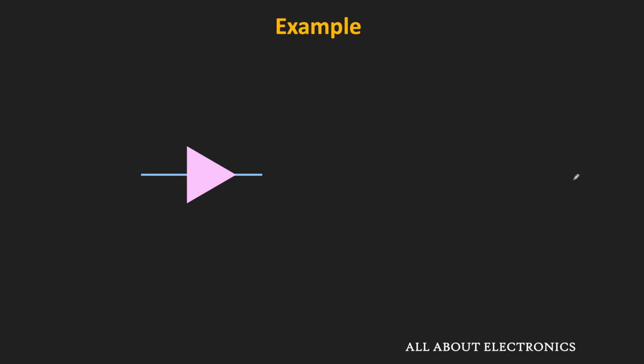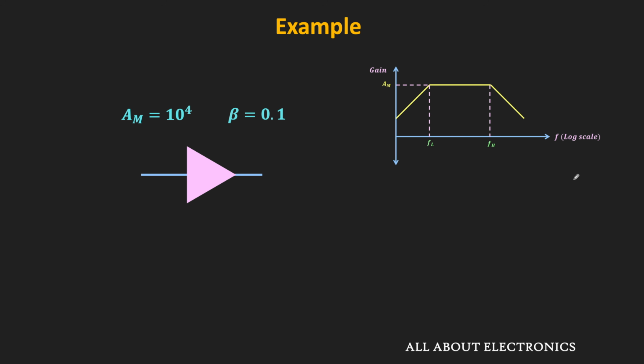So let us take one example, and through some numbers, let us understand it in more detail. Let's say we have one amplifier whose open loop gain is equal to 10 to the power 4. And whenever it is used with the feedback, this feedback factor is equal to 0.1. Moreover, in the open loop condition, this is the frequency response of the amplifier. Here, the upper cutoff frequency is equal to 50 kHz and the lower cutoff frequency is equal to 100 Hz.